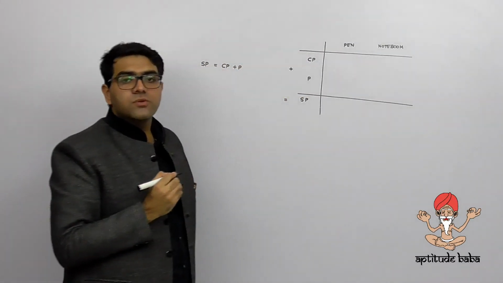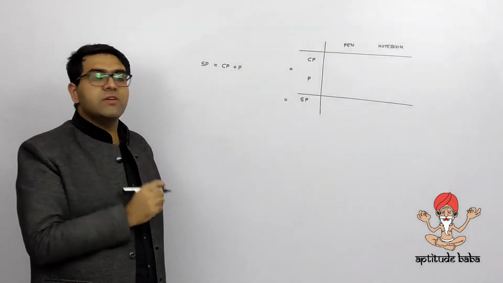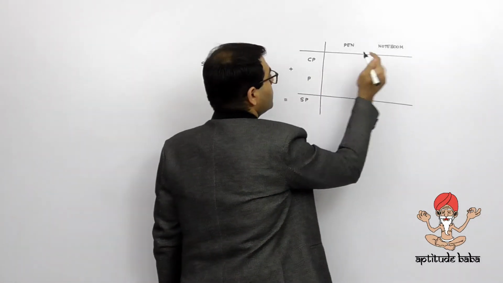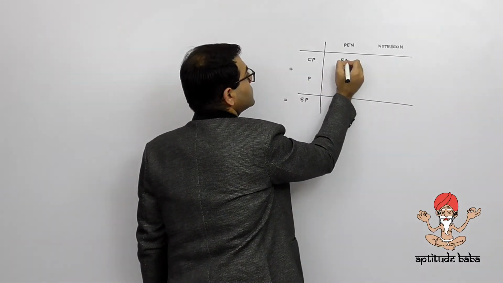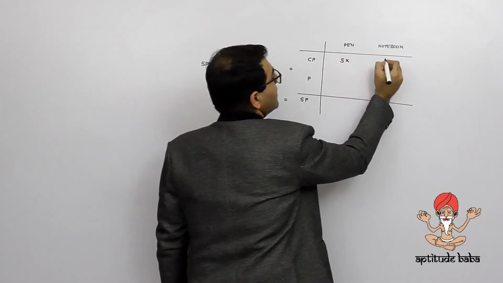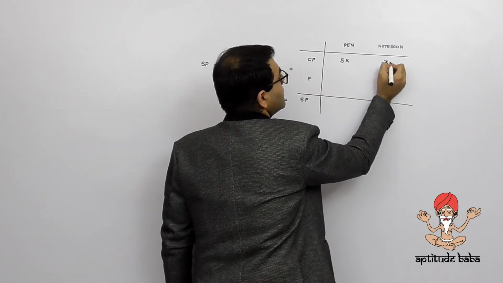Now, the first part of the question says that the cost price ratio is 5:3. So the ratio of the cost price of pen to notebook is 5:3. So I can suppose the cost price of pen to be 5x and that of the notebook to be 3x.